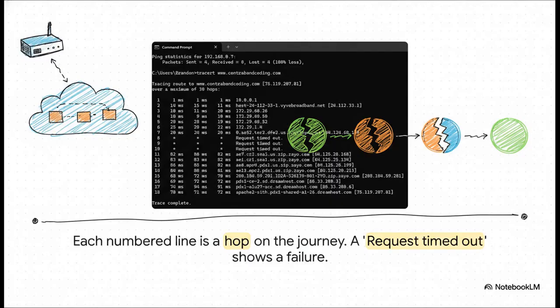And this is how we build our case. See, each numbered line is a hop on the journey. The first hop is our router, the next few are probably our internet provider. But then, look at this. At hops 8, 9, and 10, we get a request timed out. This tells us exactly where the connection is failing. It's not our computer, it's not our router, it's a specific device out there on the internet.